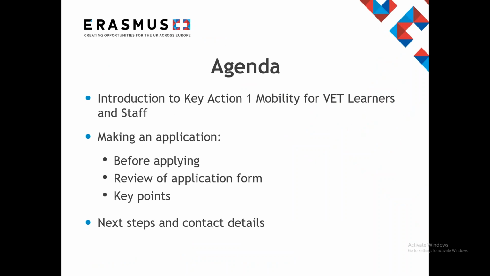So just to give you an overview of what this recording covers, I'll start by giving you a quick introduction to Key Action 1, Mobility for VET Learners and Staff, and what funding is available. The main focus of this session will be the application form. We'll first talk you through what you need to do beforehand, then we will go through the application form together, filling out certain parts, showing you how to use the distance calculator and how to validate the form. Then we will round up with some key points. Finally, we'll mention the next steps and how to contact us for support in the run-up to the deadline.